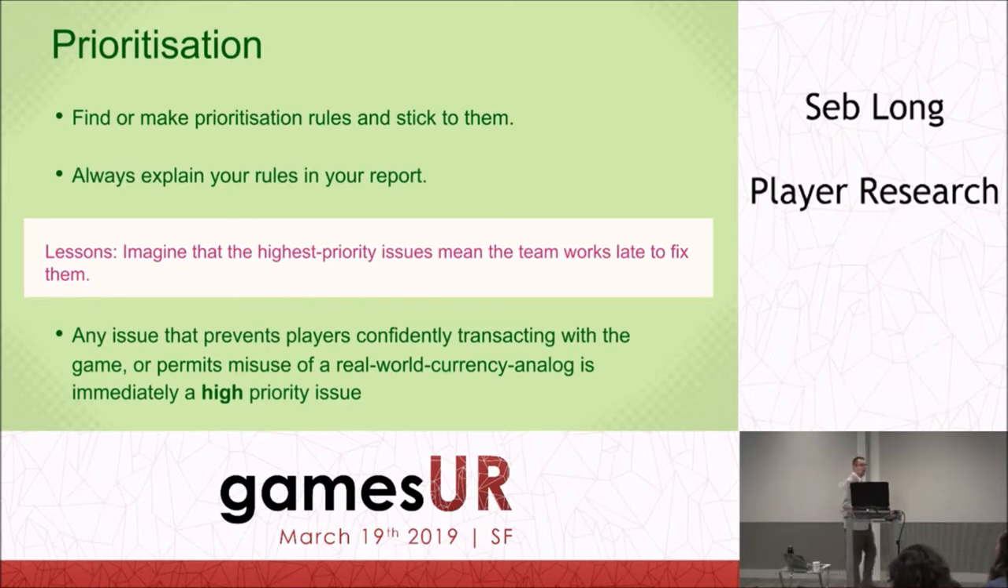Much like doing math problems at school, it's useful to show your working. Show the thought process that says this is high versus this is a medium issue. Allow the developers to understand for themselves why something is so important, such that they can change the nature of their development. As a thought process, imagine that the highest priority issues you provide mean a team stays late, right? There's a human cost to having a high priority.